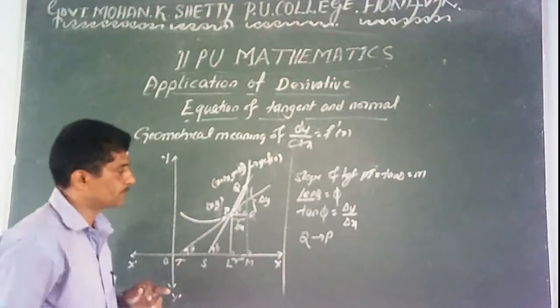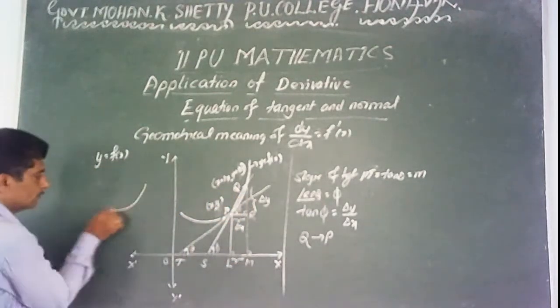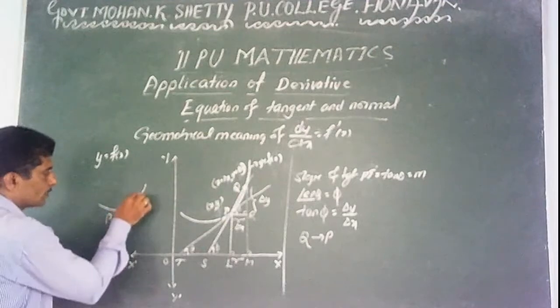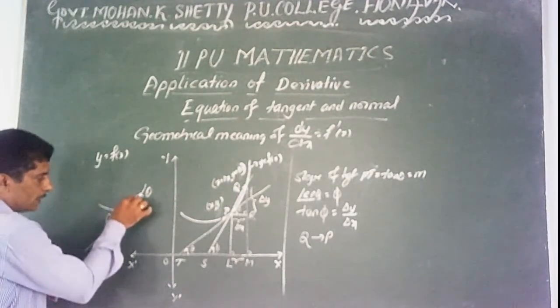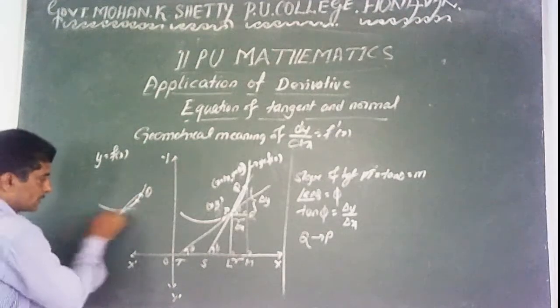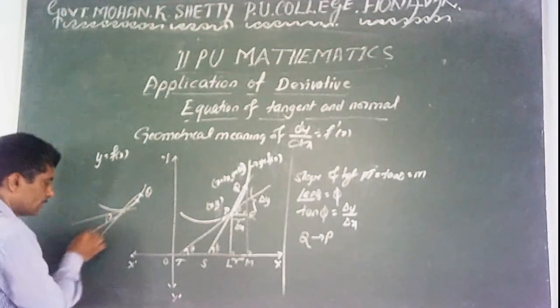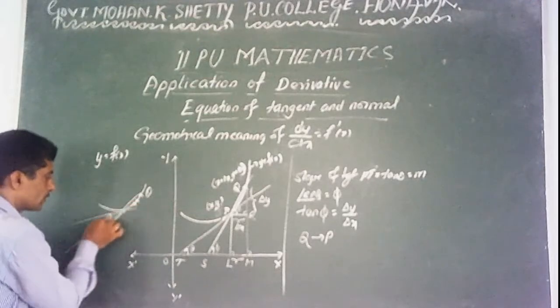Q coincides with P. This one is the curve. Here is P, here is Q, so this is a chord. If Q comes here, this chord. This one is the tangent. Then what chord comes? It comes like this. If Q comes here, the chord is like this.